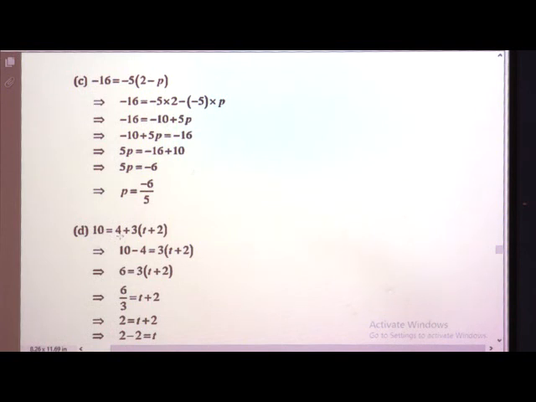So, 10 is equal to 4 plus 3 inside the bracket t plus 2. Here 10 minus 4, why? Because we are taking this 3 inside the bracket t plus 2 as equal to. So when the 4 comes from the right hand side to the left hand side, it will change the sign. So 10 minus 4 is equal to, we will write as it is because it is after the equal sign, 3 inside the bracket t plus 2. So 6 is equal to, because 10 minus 4 is 6, equal to 3 inside the bracket t plus 2.